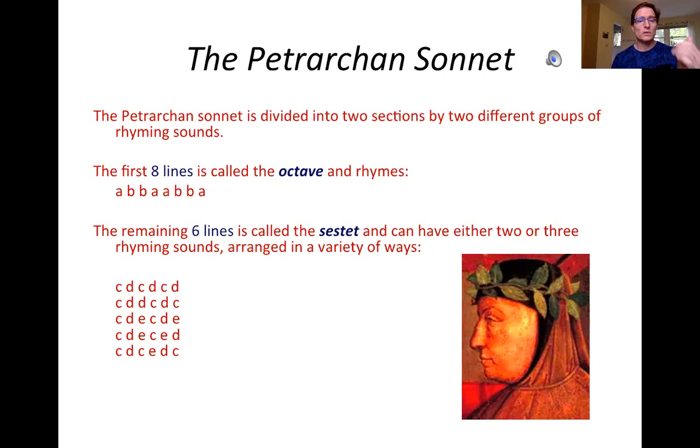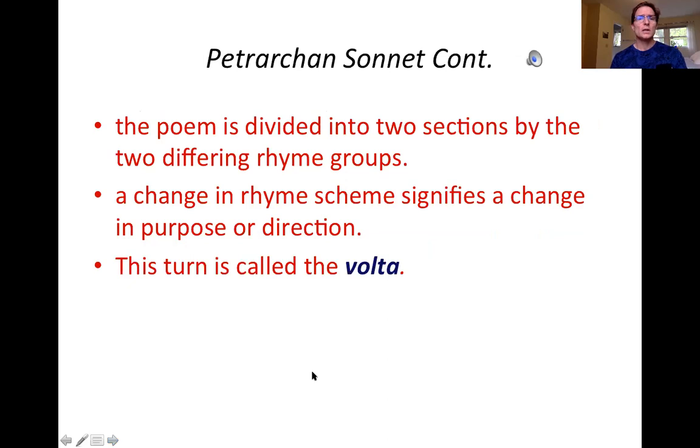So when you move on to C, D, C, D, C, D in the sestet, the final 6 lines, the C indicates a new rhyme that then comes up again. So you can see how this particular rhyme scheme functions. And again, these are parameters. If you want to write a Petrarchan sonnet, that's the form. The poem is divided into 2 sections by 2 differing rhyme groups. A change in rhyme scheme signifies a change in purpose or direction, and this turn is called the volta, which just means turn.